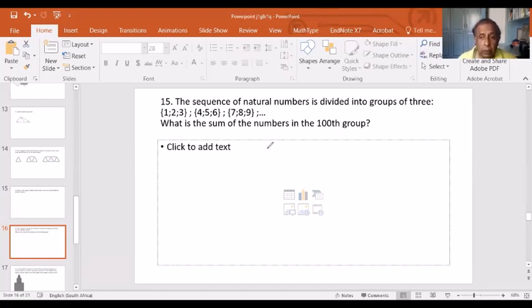Okay, so the 100th group is, let me just get rid of this black color. Oh, it hasn't got rid of it. Sorry, this is taking a much longer time than what I thought it would take. I'm trying to get rid of the black color.